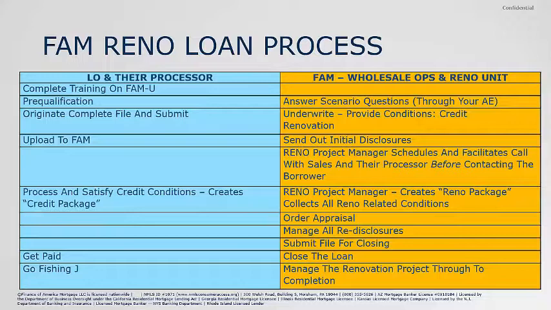Well, actually, before that, the disclosures go out, and then we get it, right? So I put that in the wrong order. I'm sorry. We're going to get your file. We're going to disclose it. Then we're going to underwrite it. And then there's nothing for you to do. You're just waiting for us, okay?